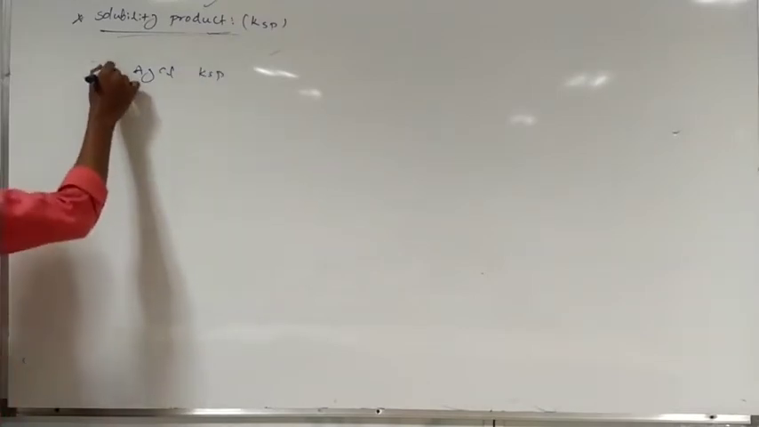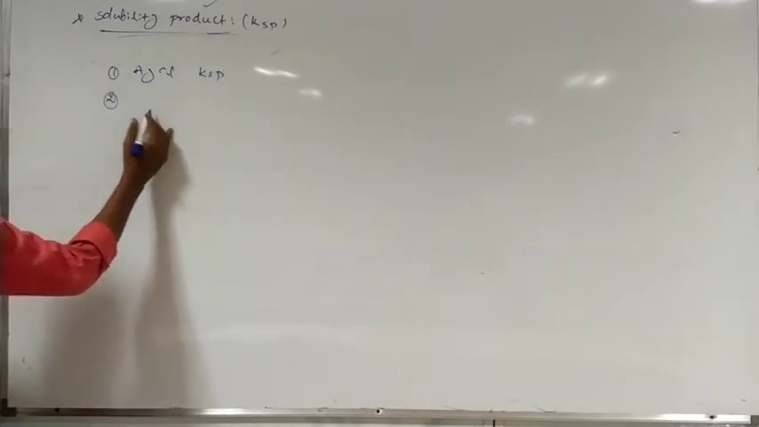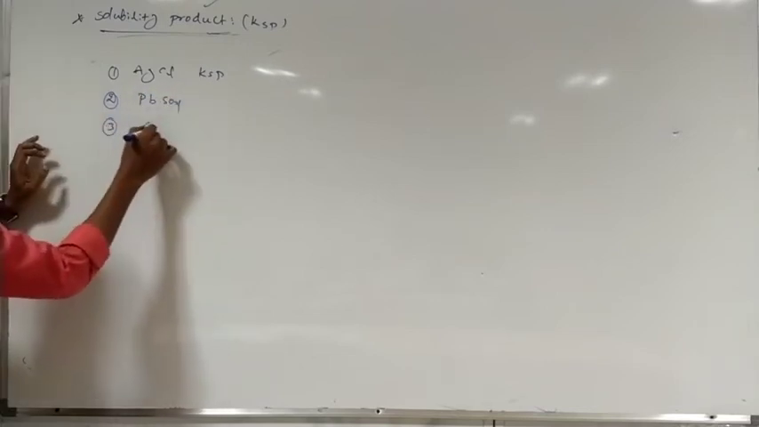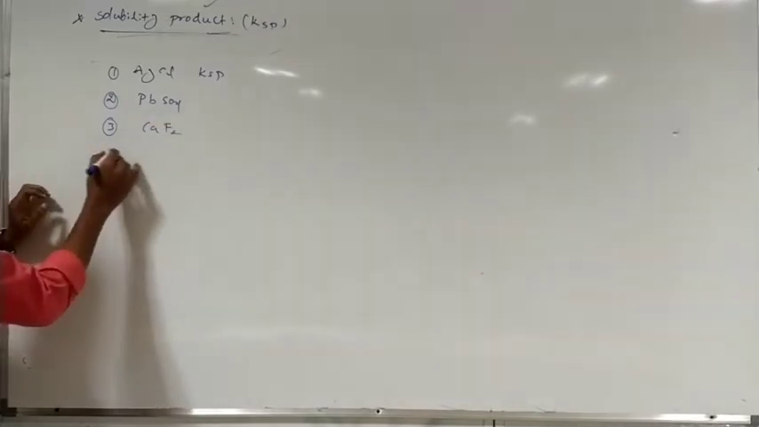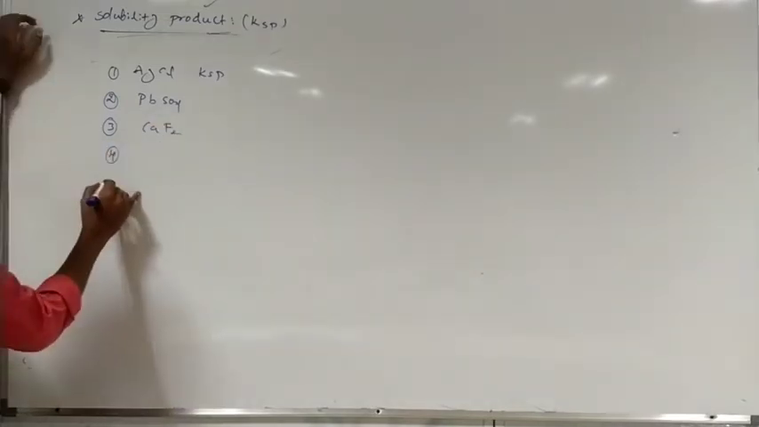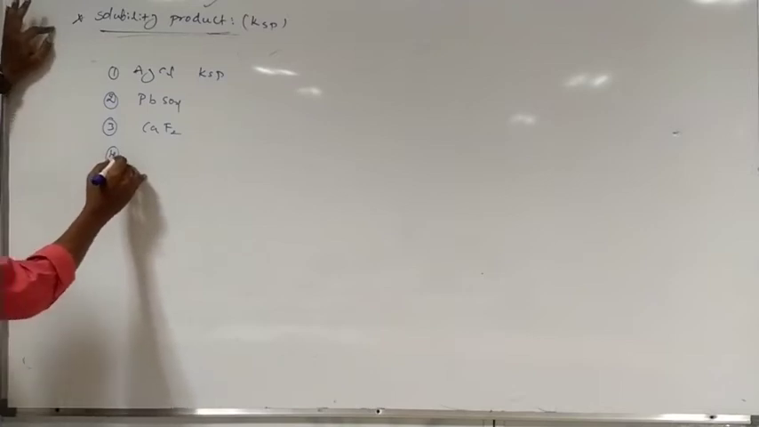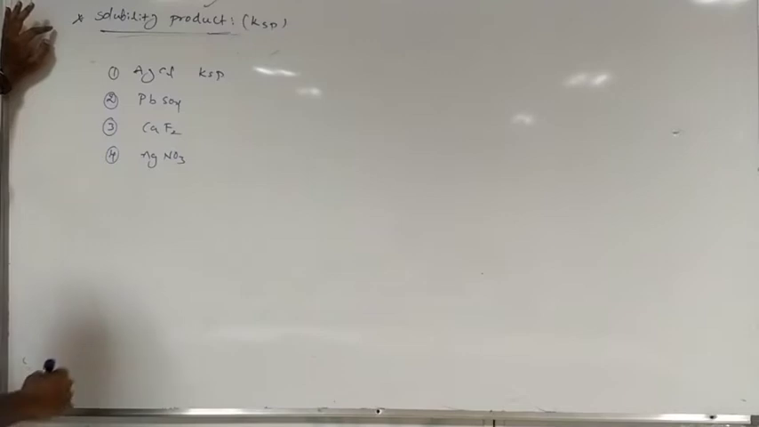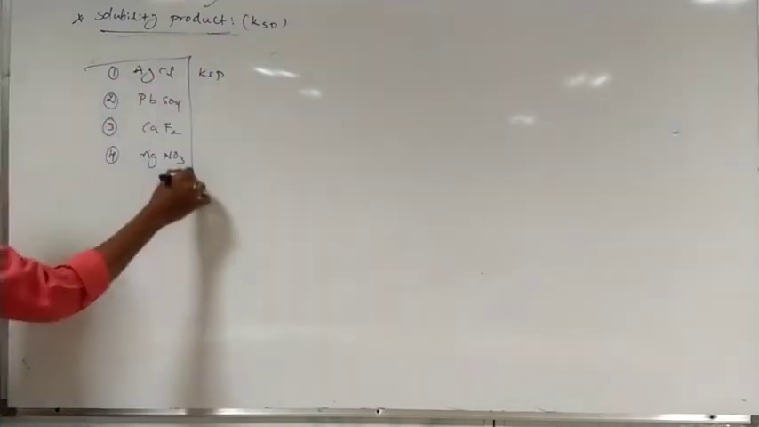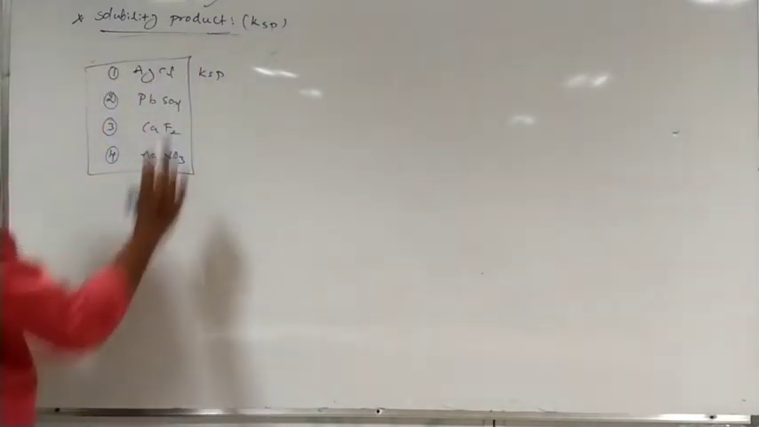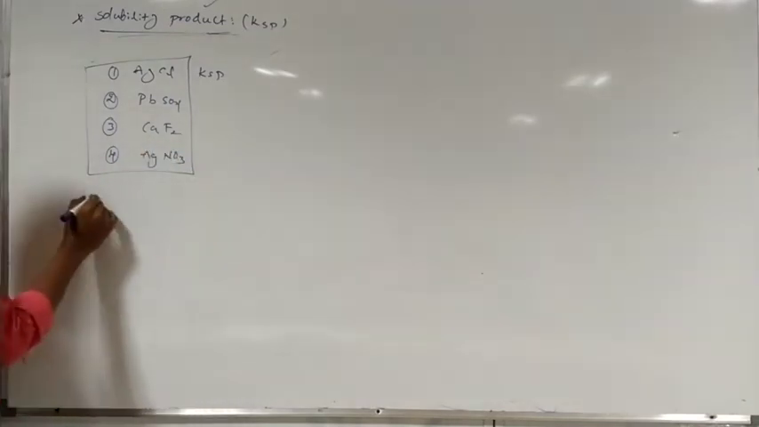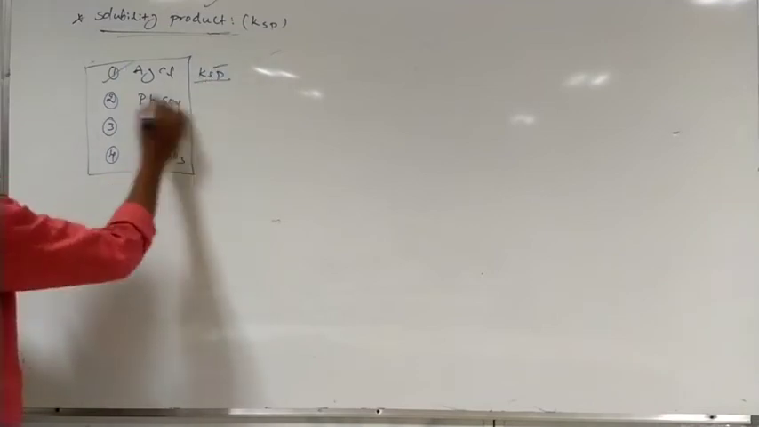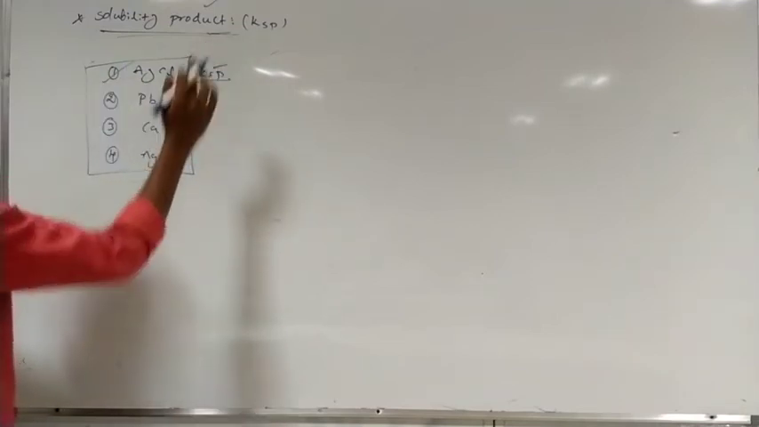I am going to the next examples. The next one is PbSO4, then CaF2, and the fourth one, for example, I am taking AgNO3. For these salts, how do we write the Ksp? For the first one, AgCl, we have already written the Ksp.